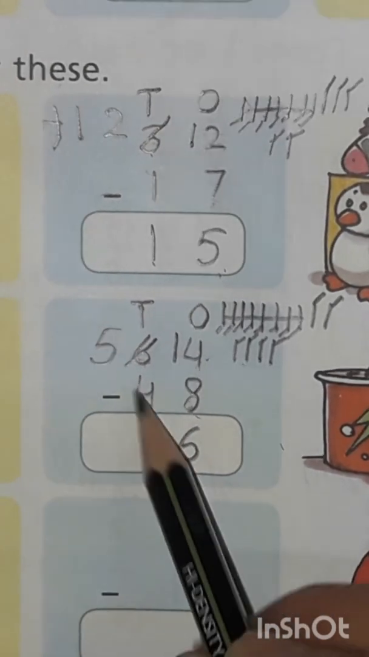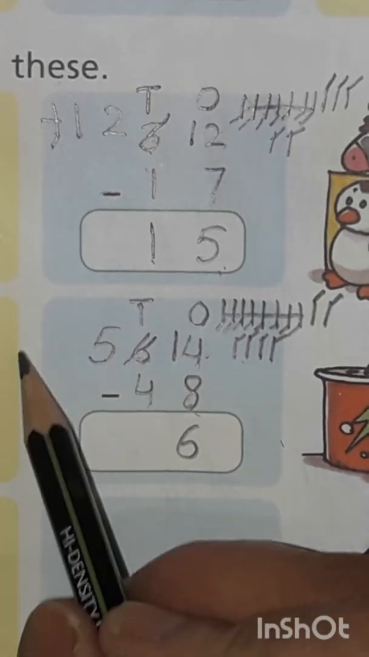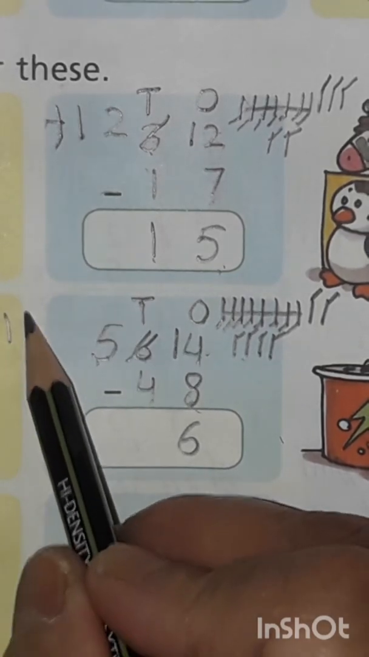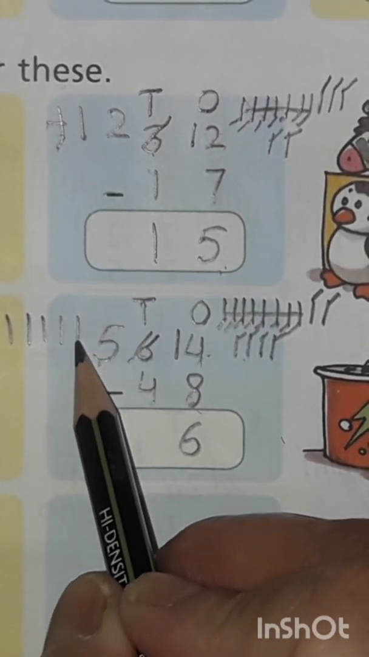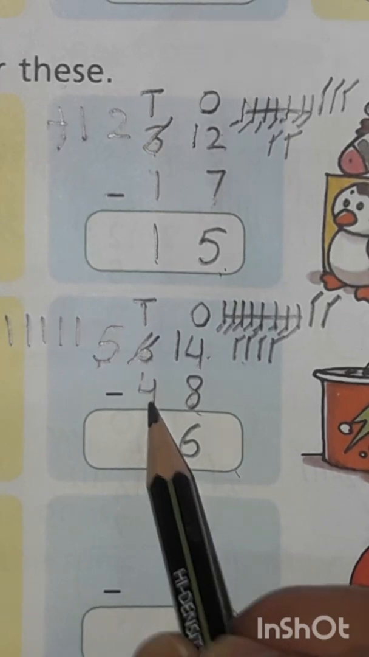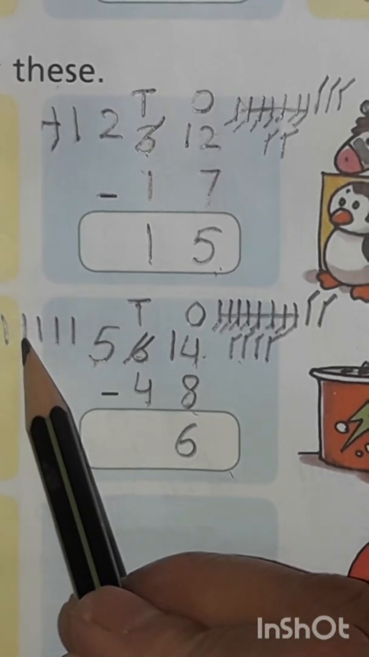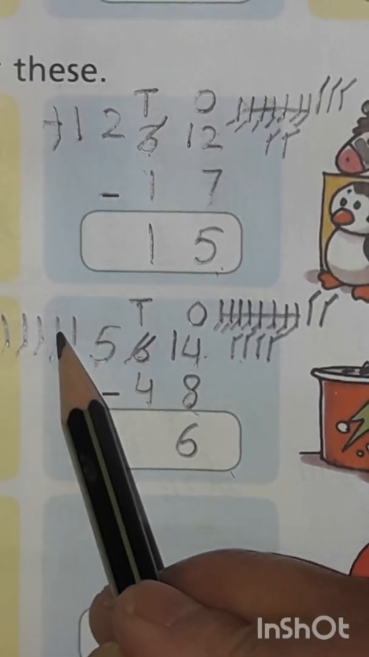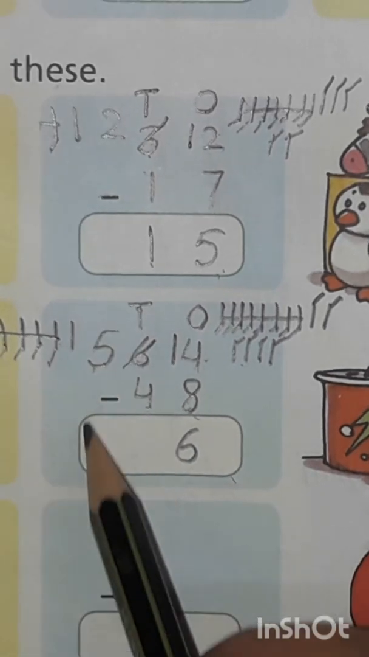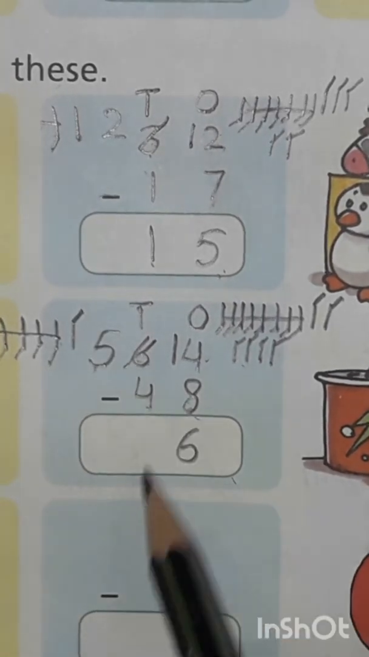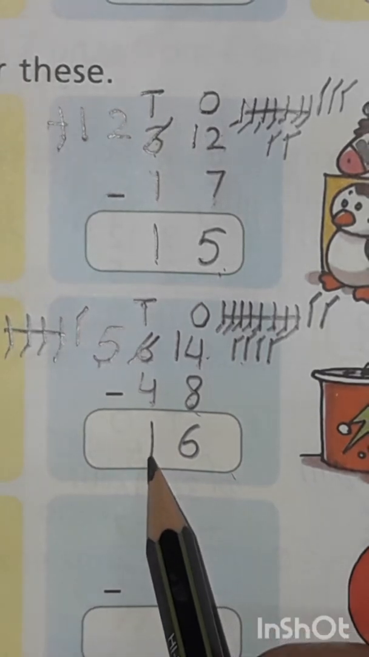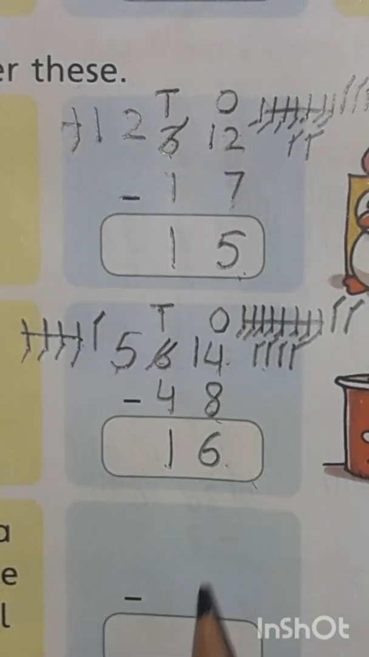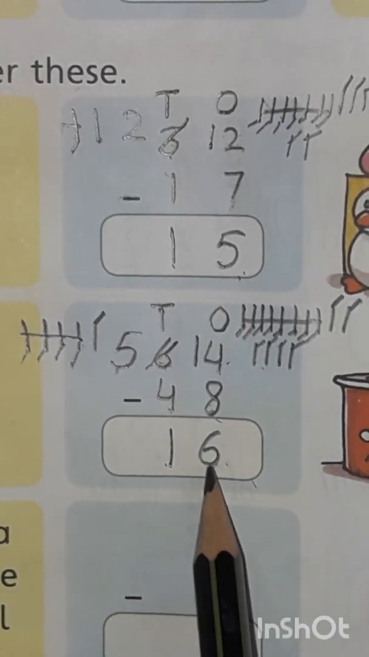Now subtract 4 from 5. How many lines we will make here? 5 lines. 1, 2, 3, 4, 5. The next number is 4. 1, 2, 3, 4. Cut all these lines. 1 line is left. So write here 1. The answer is 16. 16 cans of cola are left.